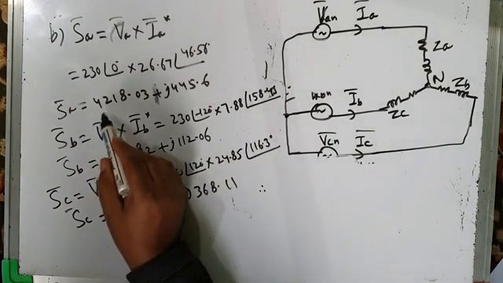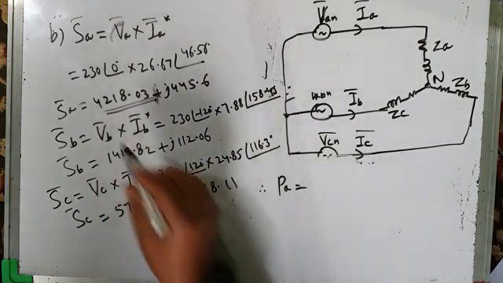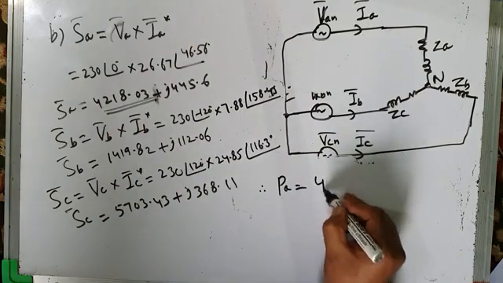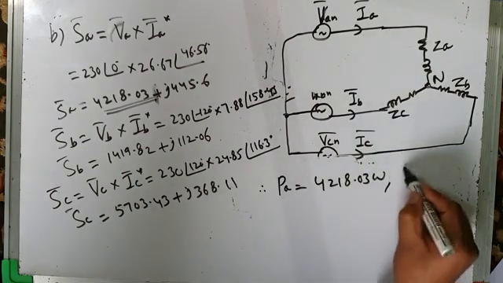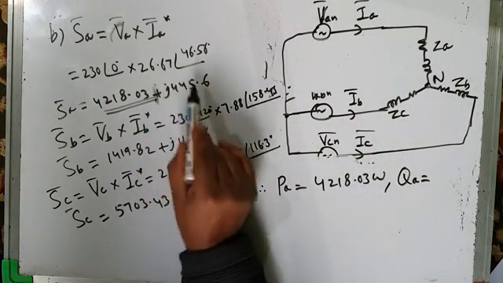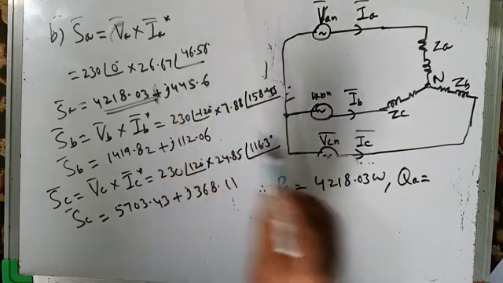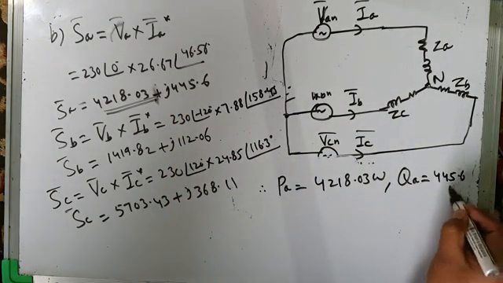What is real power carried by phase A? That's the real part of this expression, that is 4218.03 watts. What is reactive power carried by phase A? That's the imaginary part of this expression, 445.6 watts.